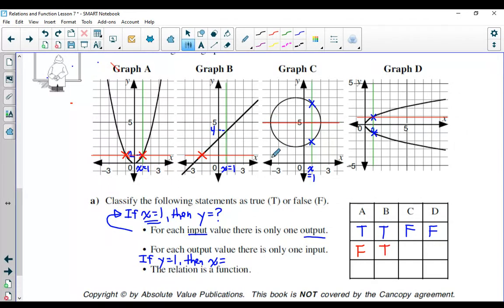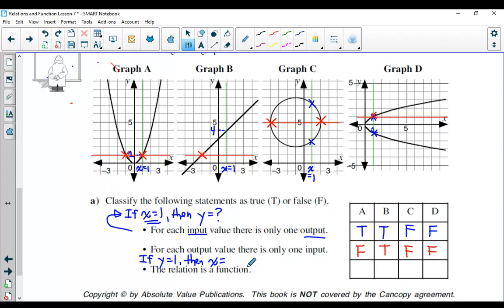For this one, instead of doing y equals 1, we'll just do y is equal to 5. For y equals 5, do you have a single input value? No, you have two of them. You have one here and one there, so that would be false. And then for this one, if y is equal to 1, do you have a single input value? Yeah, because it just crosses the graph right here. So this would be true.